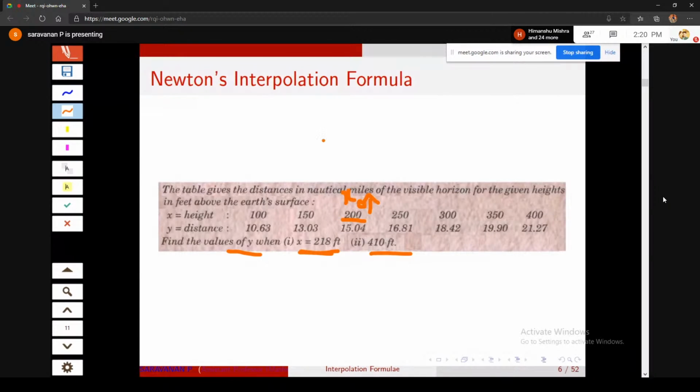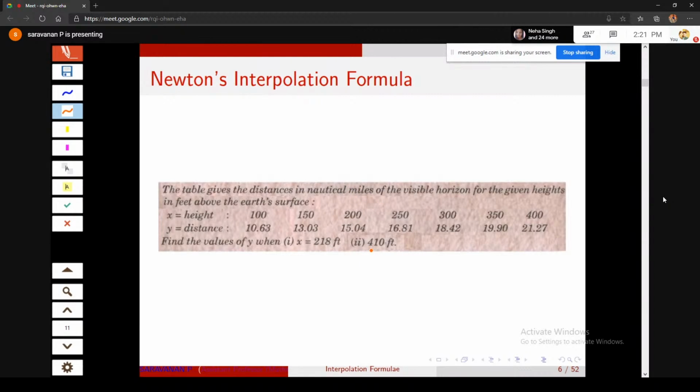Suppose you want to compute at 151, then you take x0 as 150. Suppose you want to compute at 110, then you take x0 as 100. Suppose you want to compute at 98, then also you take x0 as 100. That's all. And where does 410 lie?